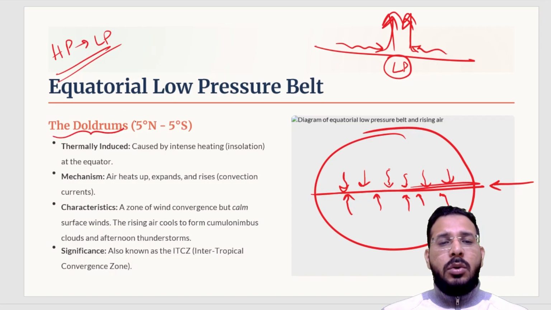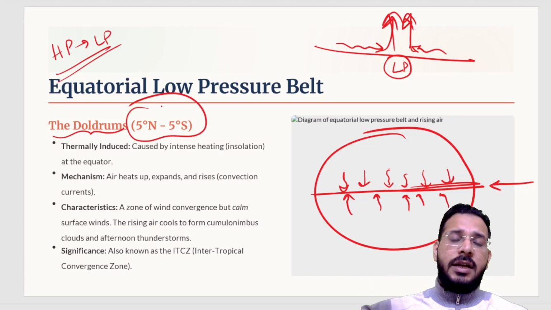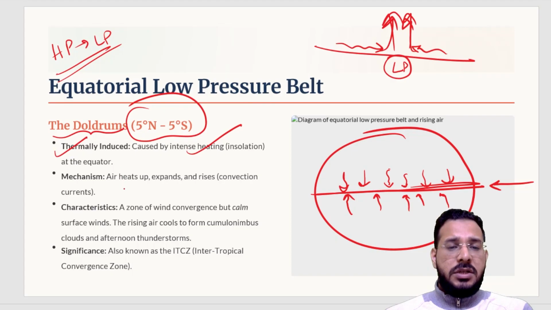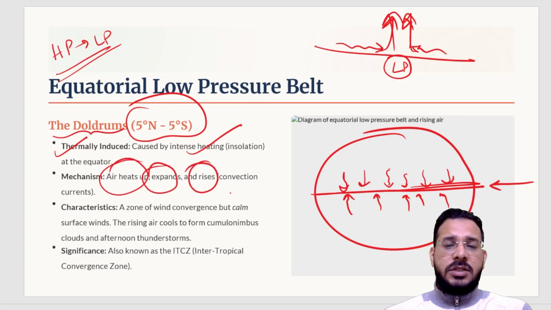It is also called the doldrum region, from 5 degrees in the northern hemisphere to 5 degrees in the southern hemisphere. And this belt is created because of temperature. So this belt is thermally induced because of intense heating at the equatorial region. Air heats up, it expands and rises. It is called convection. Air is heating up, expanding and rising up. It is called convectional current.